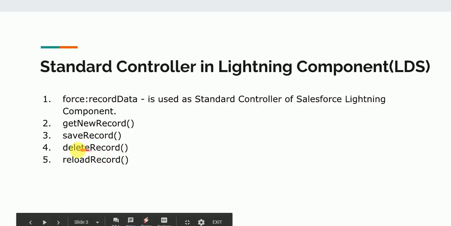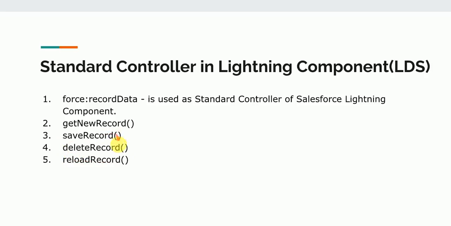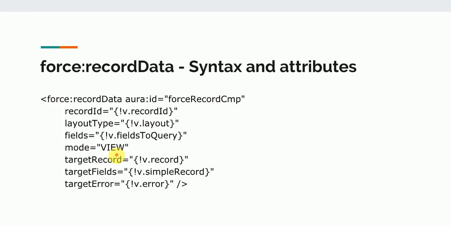Say, for example, you are updating a particular record, or you are sending a record ID from one component to another component. We can just use force:recordData and call the reload record method for displaying, or for fetching, the values of all the fields that particular record has. So this is the complete syntax for force:recordData, the syntax and attributes.